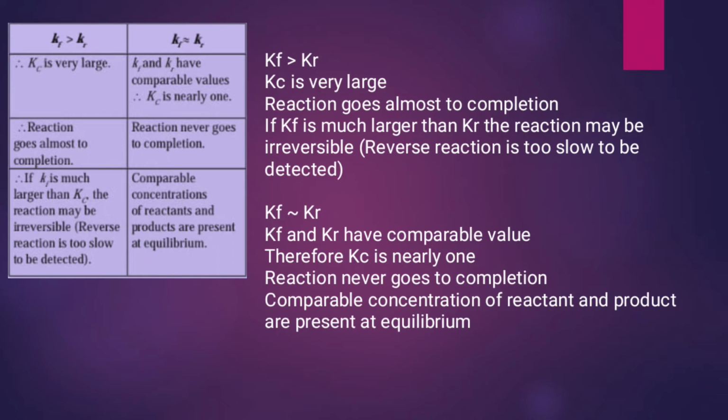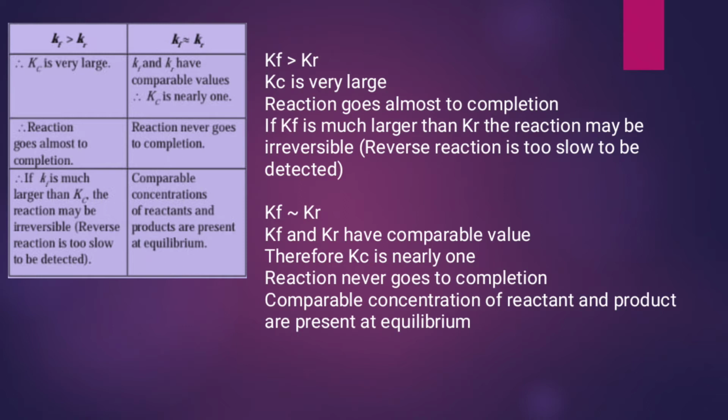Now if Kf, that is the constant of the forward reaction, is much larger than Kr, the reaction may be irreversible. The reverse reaction is slow, that means it is too slow to be detected. So if Kf is much larger than Kr, the constant of the reverse reaction, then the reaction will go in one direction.